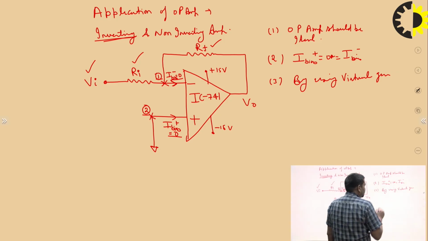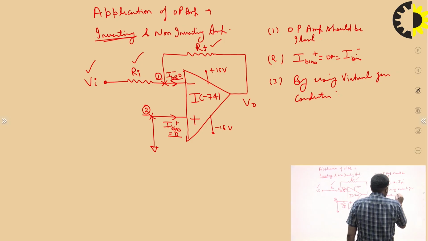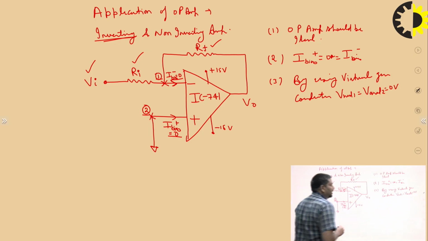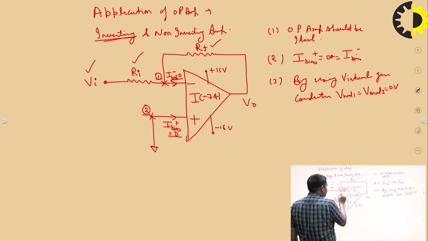By using the virtual ground condition, the voltage at node 1 is equal to the voltage at node 2, which is equal to 0 volt. So these three assumptions have to be taken to apply a relation between the output and input voltages for an op-amp working as an inverting amplifier. So this voltage should be 0 here.